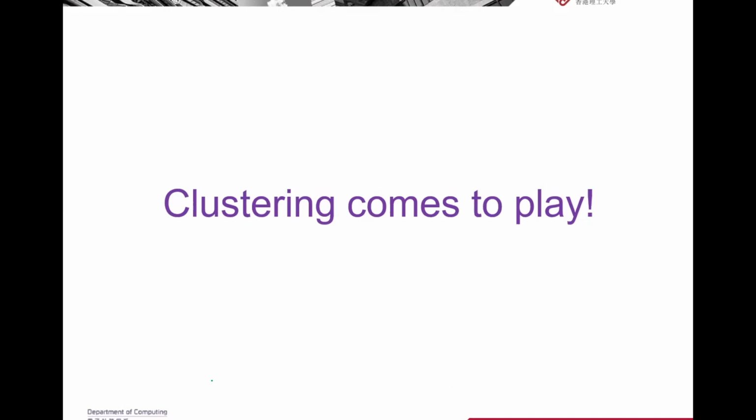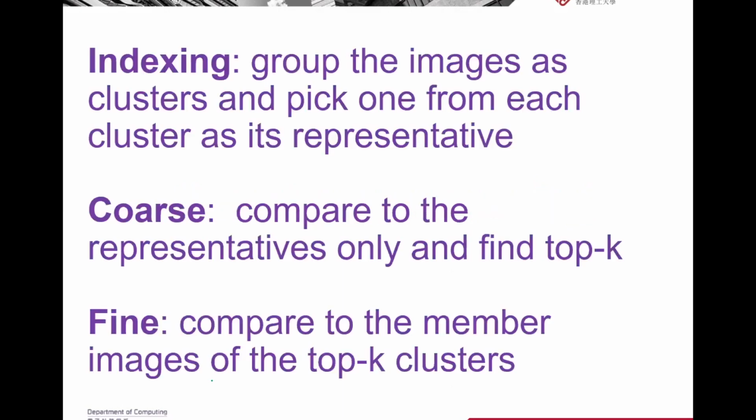Some clusters may have a much larger distance than other clusters. You can actually skip the comparison to those clusters because they're not supposed to be similar to the query image. Okay? So in that case, you can filter out a lot of clusters at the same time, and avoid a huge amount of images to compare. So this is basically how the search engine works.